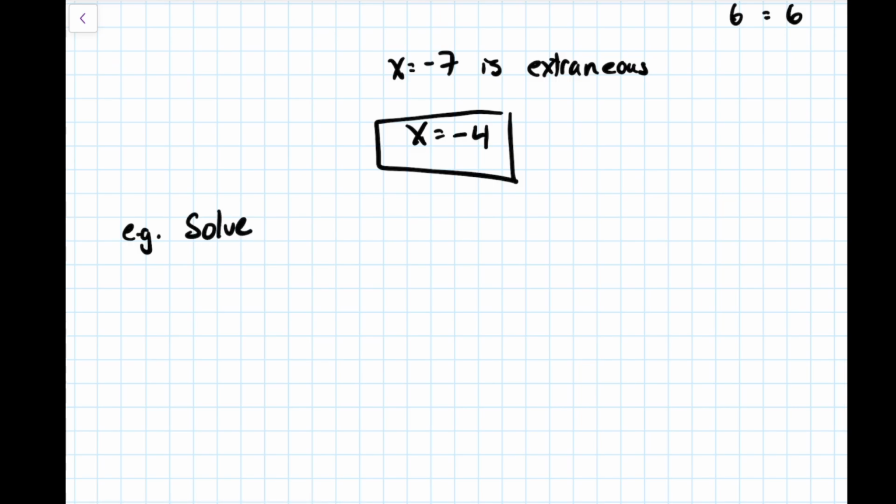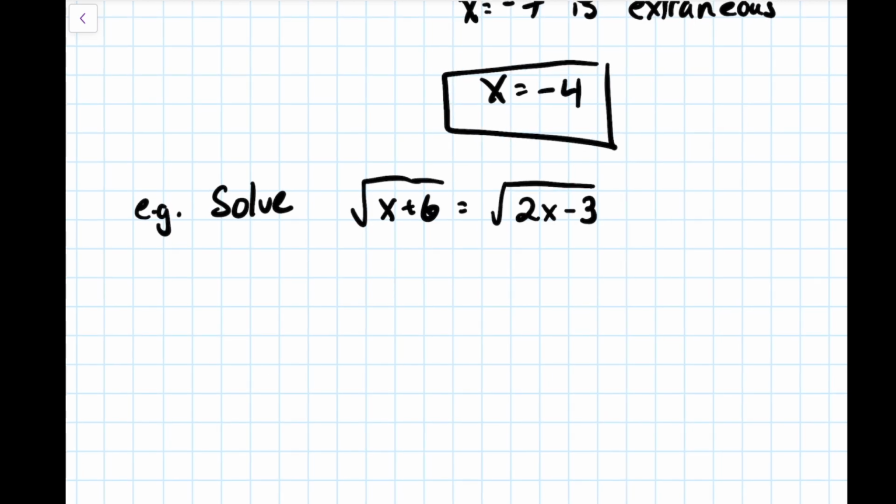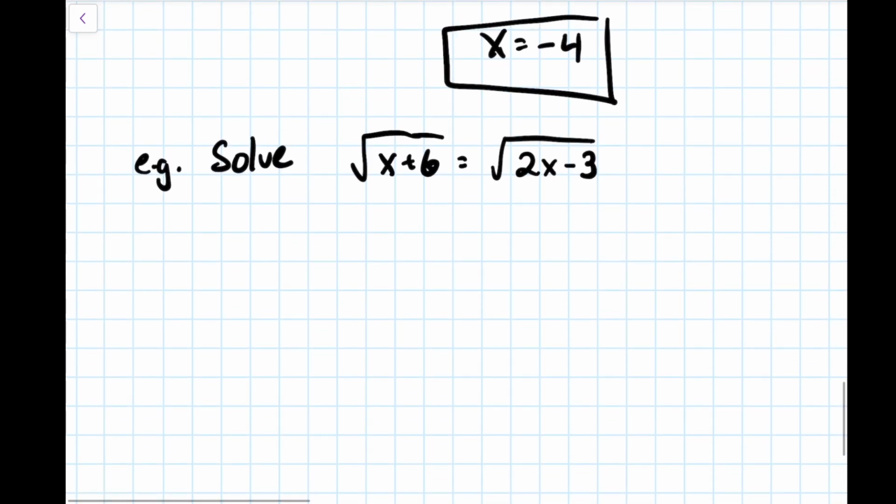Trying something a little different now. Now we've got two roots. Thankfully, this one is pretty straightforward. We're going to see a more difficult one after this where there's more involved. But when you've got two roots equal to each other like this, we've already isolated each of the roots, so we can actually just go straight to squaring both sides. But this only works when you have a root on each side and nothing else.